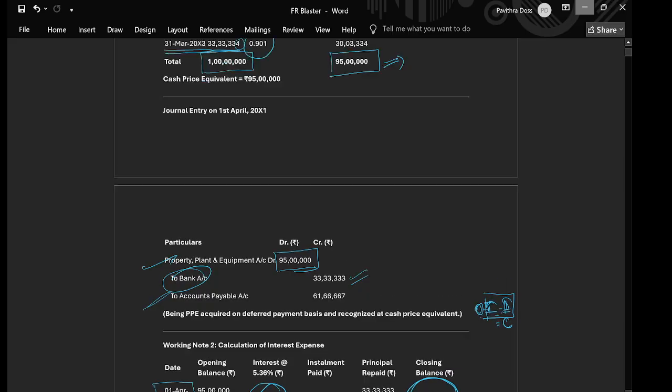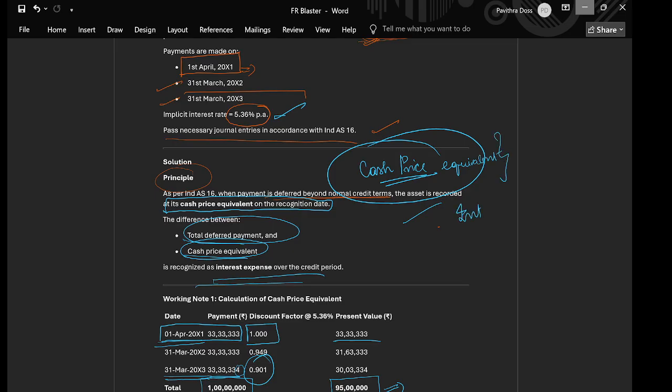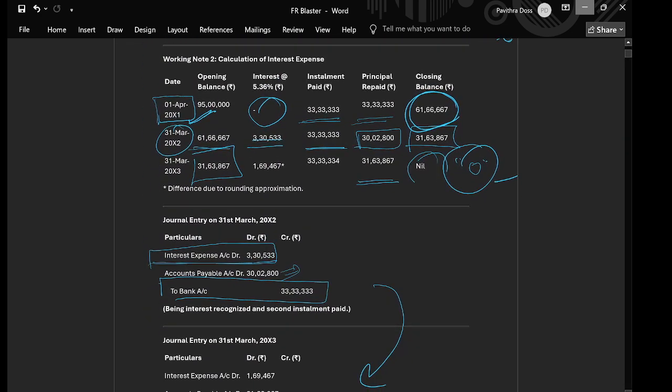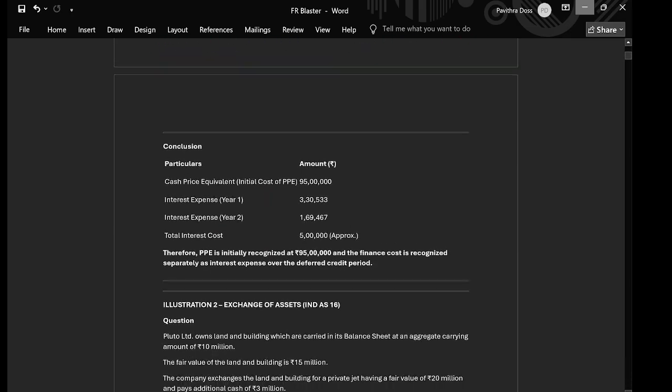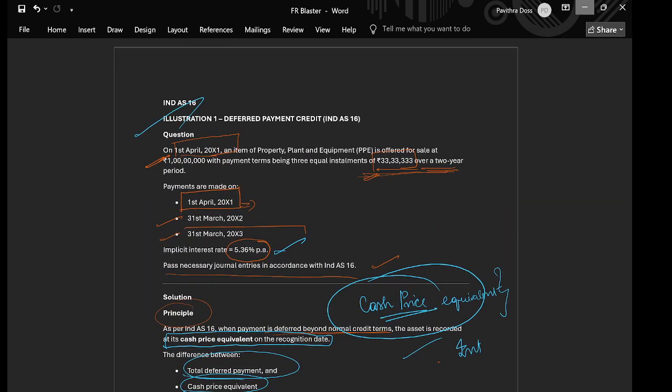So the point here is that whenever the payment is deferred beyond the normal credit terms, it will be recognized at the cash price equivalent, and the difference will be recognized as interest. The difference between the total deferred payment and the cash price will be recognized as interest over the period. So this is the interest that we are having. Clear? That is question number 1 done and dusted.